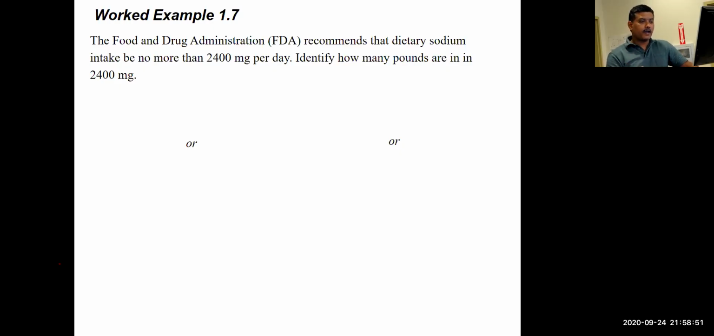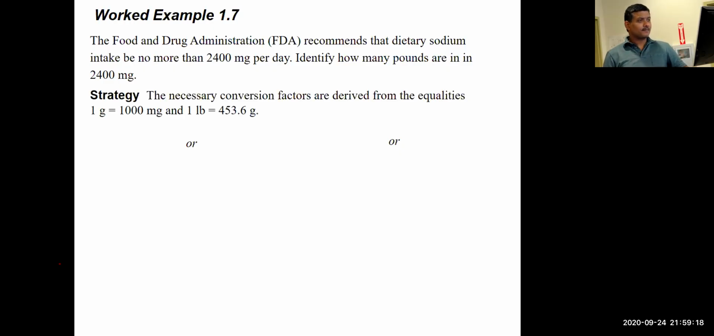So you need to find the defined relationship between milligrams and pounds. But the problem is there is no direct relationship between milligrams and pounds. The milligrams are related to the base unit grams, and the grams are related to the English system of pounds, with a relationship of 1 pound is equal to 453.6 grams. All right.